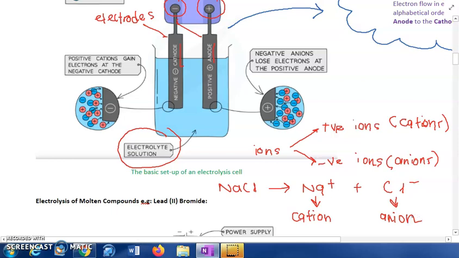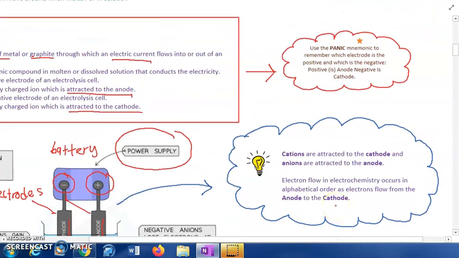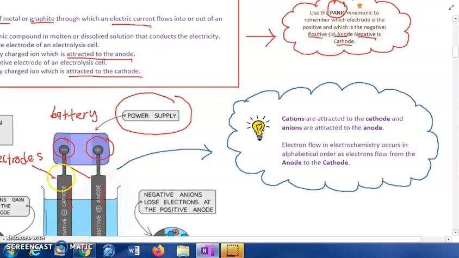Okay, so what will these anions and cations do? I've written here, you can see, anion is attracted to the anode, whereas the cation will be attracted to the cathode. So that's what happens inside an electrolysis cell. Now, to remember this, you can use the term PANIC, which is Positive is Anode, Negative is Cathode. So in your electrolysis cell, if you have two electrodes, the one connected to the positive is the anode, and the one connected to the negative is the cathode.